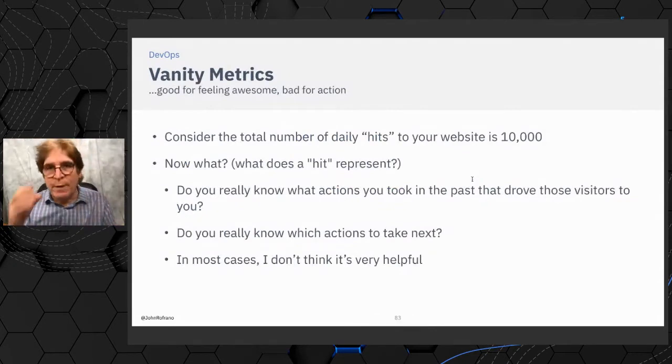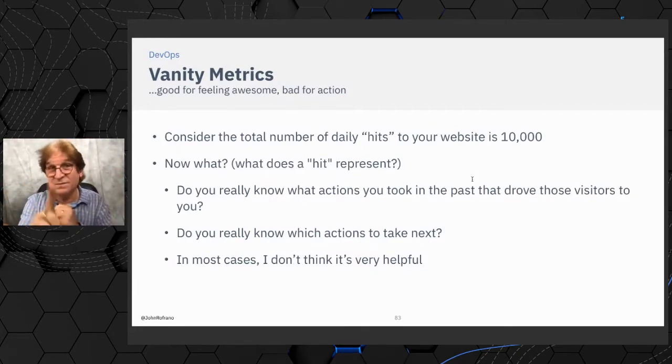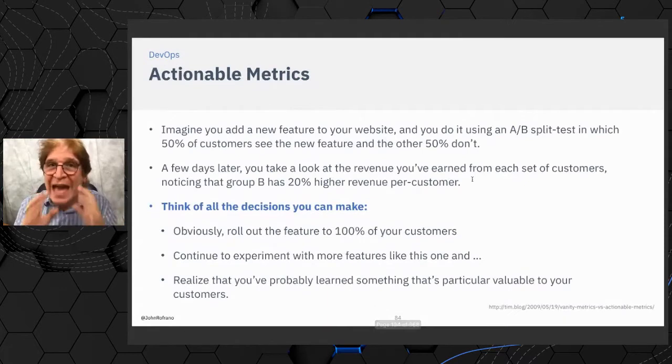You want to be careful with vanity metrics. A lot of people say, we got 10,000 hits to our website, let's throw a pizza party. Well, what's 10,000 hits? Did one person nervously click 10,000 times? Did 10,000 people click once and then go away? You don't know. It's meaningless. A hit is meaningless. You've got to make sure you have actionable metrics.